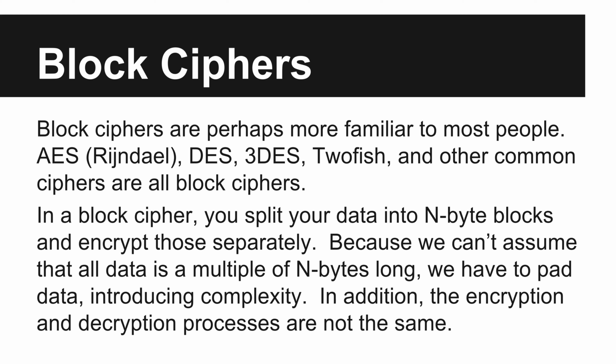Block ciphers are perhaps more familiar to most people. AES, DES, 3DES, Twofish, and other very common algorithms are all block ciphers. In a block cipher, you split your data into some number of n byte blocks, each of which gets encrypted separately. Because data doesn't always fall on n byte boundaries, we have to have a way of safely adding padding. Additionally, the encryption and decryption processes are usually not the same, unlike stream ciphers.